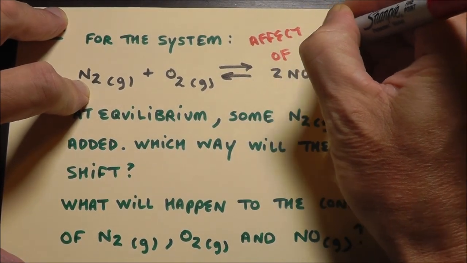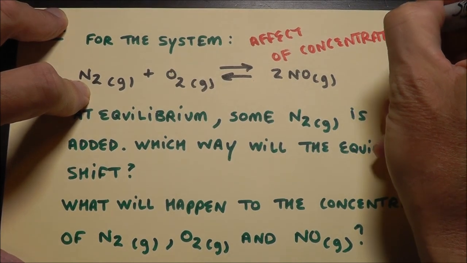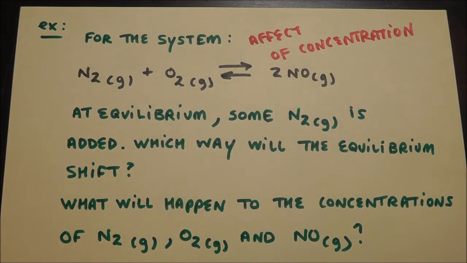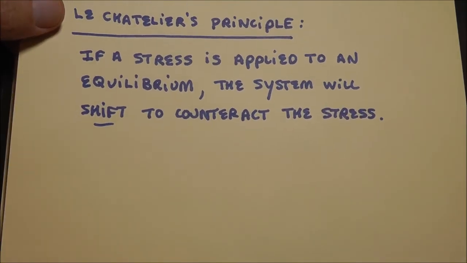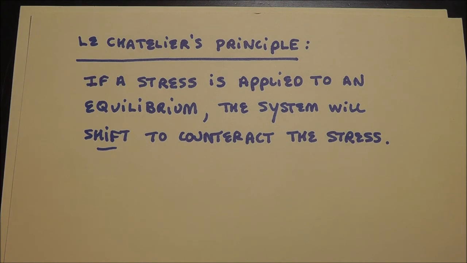So we're going to add some stuff. This is all in a sealed vessel of some form. And you may remember when we talked about solubility, we whipped this out, but that was a little too early. We were talking about the solutions. That is Le Chatelier's principle, which says that if a stress is applied to an equilibrium system, the equilibrium itself will shift to counteract the stress.